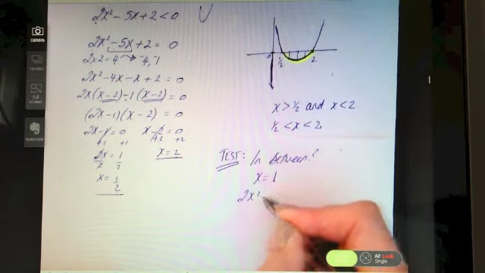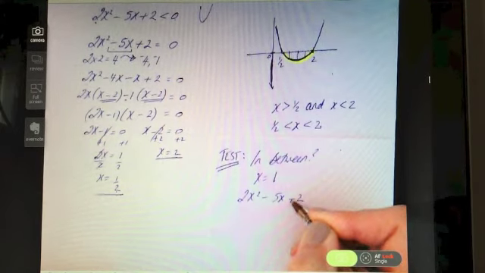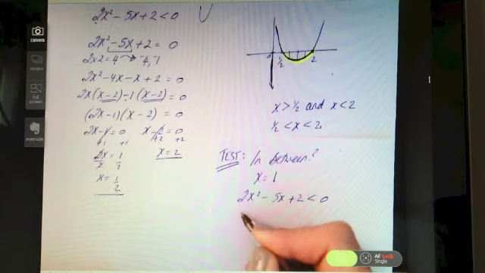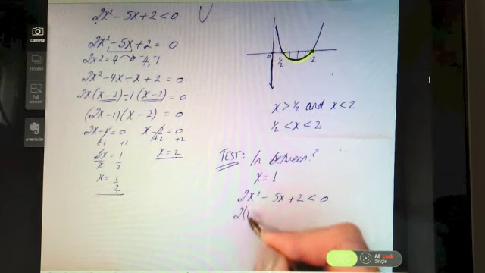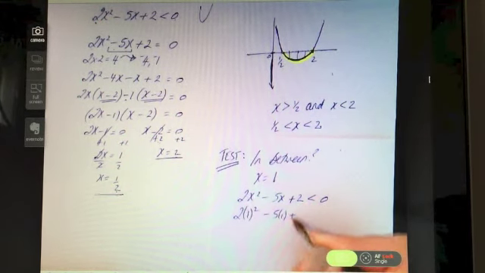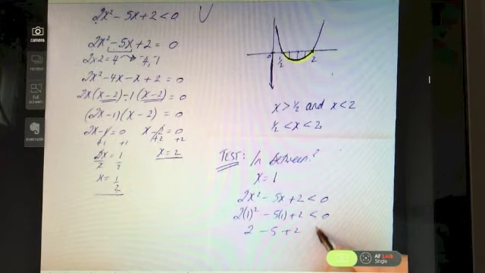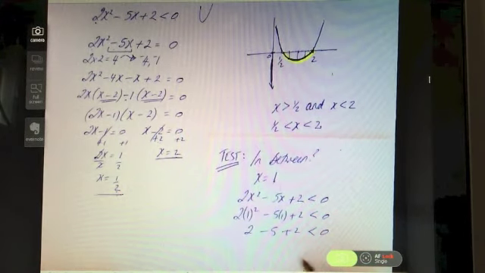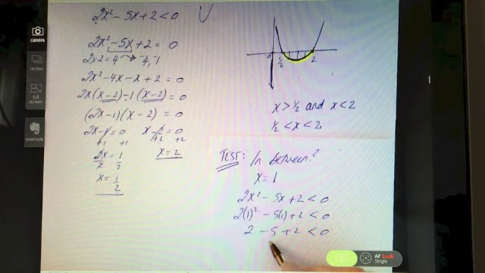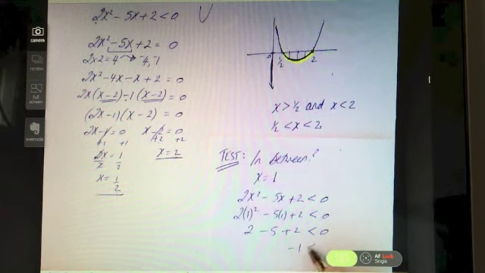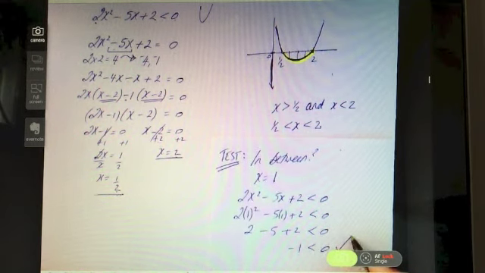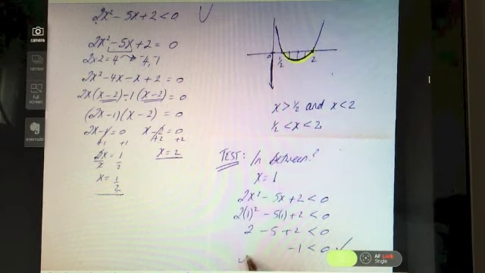So 2x squared minus 5x plus 2, go back to your original inequality, and let's test the value. So subbing in 1 for x, I get 2 minus 5 plus 2 is less than 0, and that works out to be minus 3 plus 2, which is minus 1 is less than 0. That is true. Minus 1 is less than 0. So yes, in between is right.